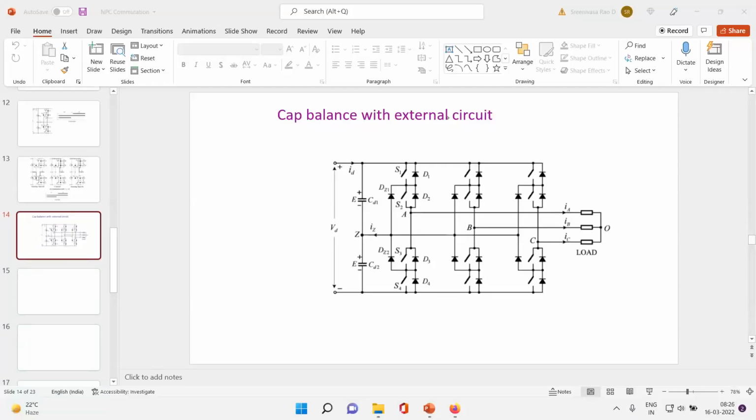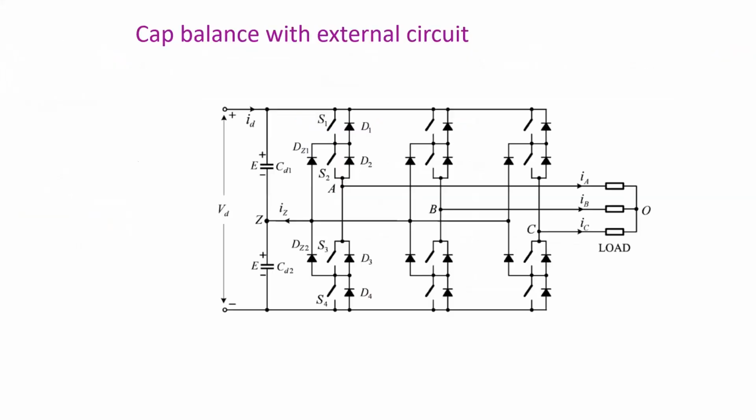As we discussed, the neutral point voltage is one of the drawbacks of diode clamped multi-level inverters. This is because there is no switching redundancy. We created some switching redundancy by using space vector modulation, and it balanced the capacitors to a large extent.